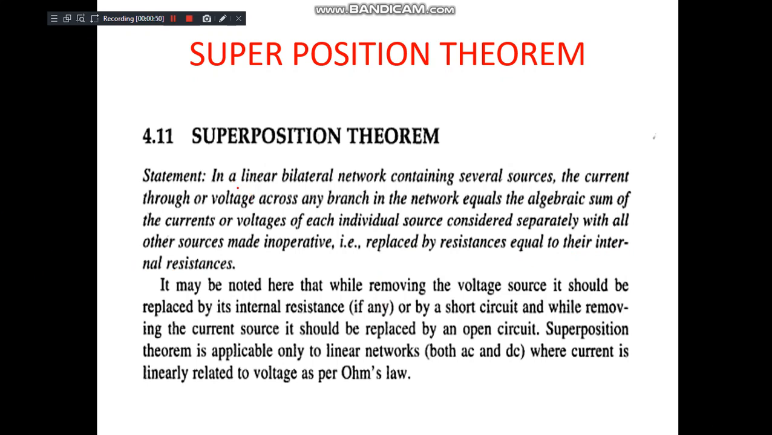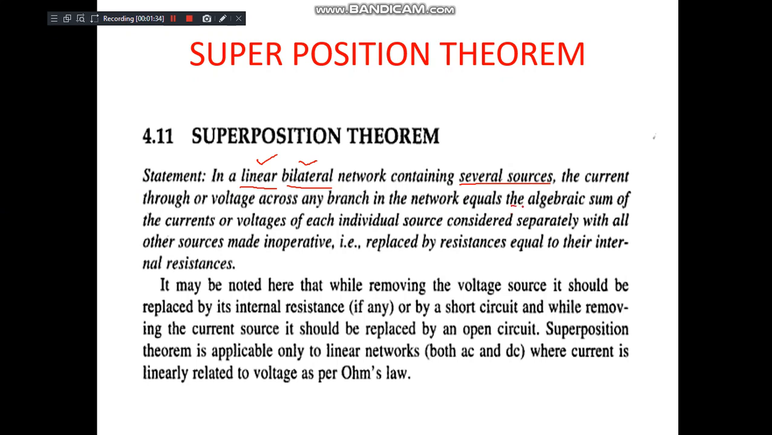So in this statement, the first important thing is linear and bilateral network. What is meant by linear? If the voltage and current characteristics are linear, then it is called linear. A circuit consisting of linear elements such as resistance, inductance, capacitance is called a linear circuit. Bilateral: if the properties of the element do not change with the direction of current, then it is called a bilateral network. And containing several sources, that is, more than two, is called multi sources.